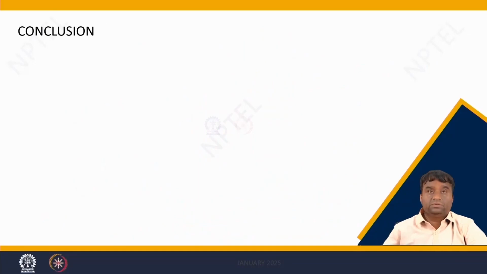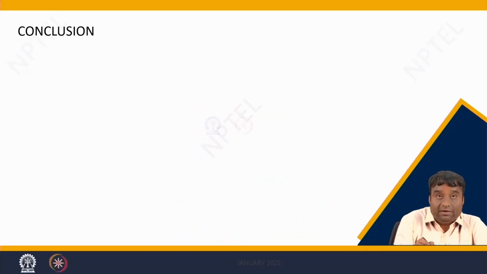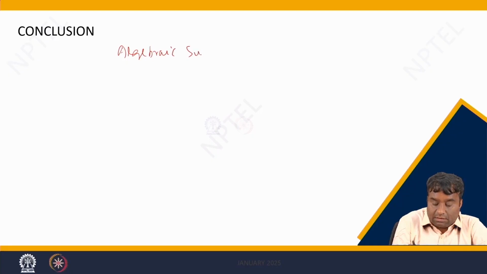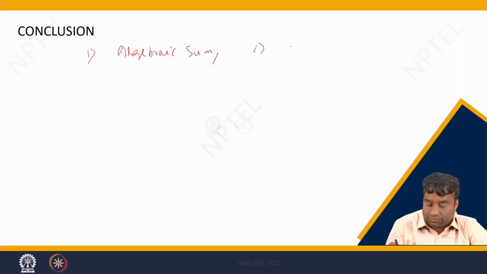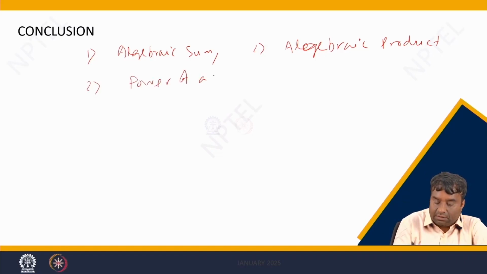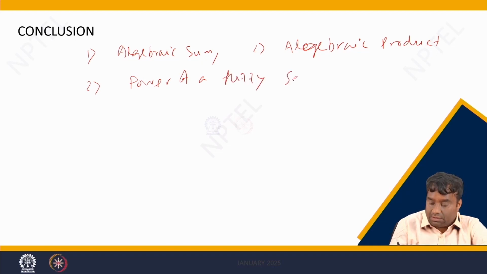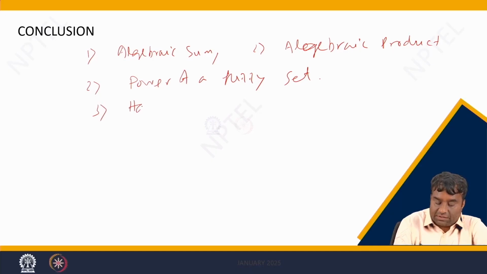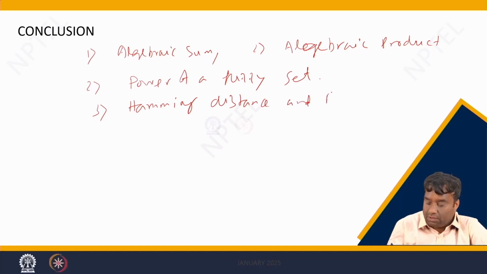So, conclusion. In this class we have learned the algebraic sum, algebraic product, bounded sum, power of a fuzzy set, and two more terms, which are Hamming distance and Euclidean distance.